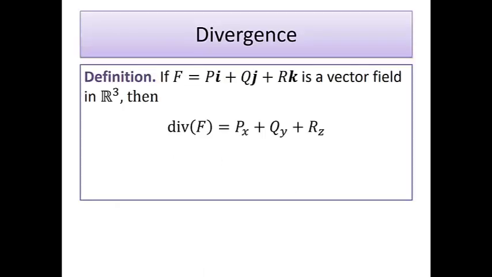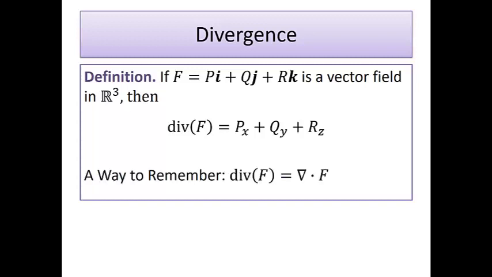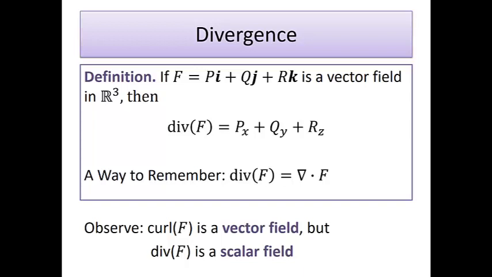What about the divergence? Thankfully the divergence is easier. Again, we've got our vector field in R3, F is our P, Q, R, and we define the divergence of F to be the partial derivative of P with respect to X plus Q with respect to Y plus R with respect to Z. And if you need a shortcut to remember it, the divergence you can think of as the dot product of our gradient vector with F. So a quick observation here is that the curl is a vector field, but the divergence of F is a scalar field. One the cross product, the other the dot product.